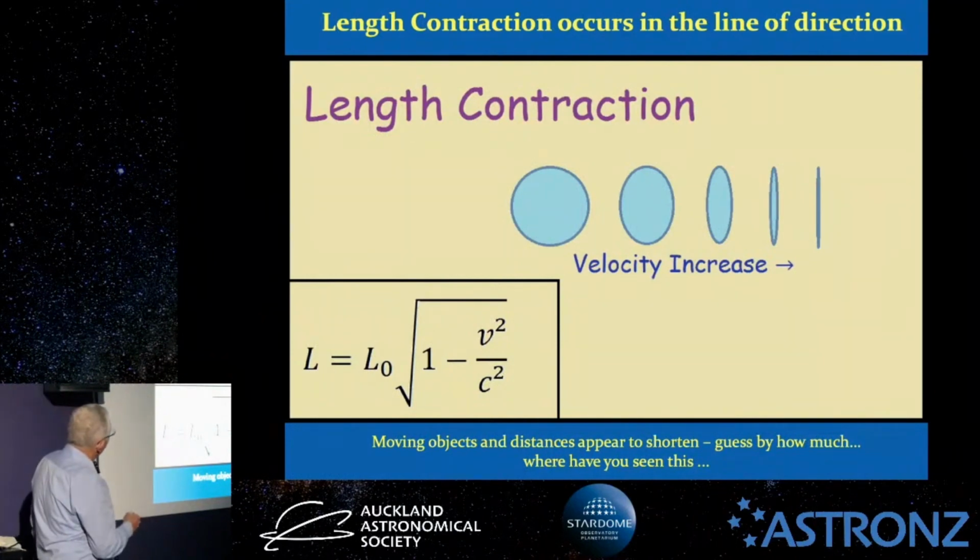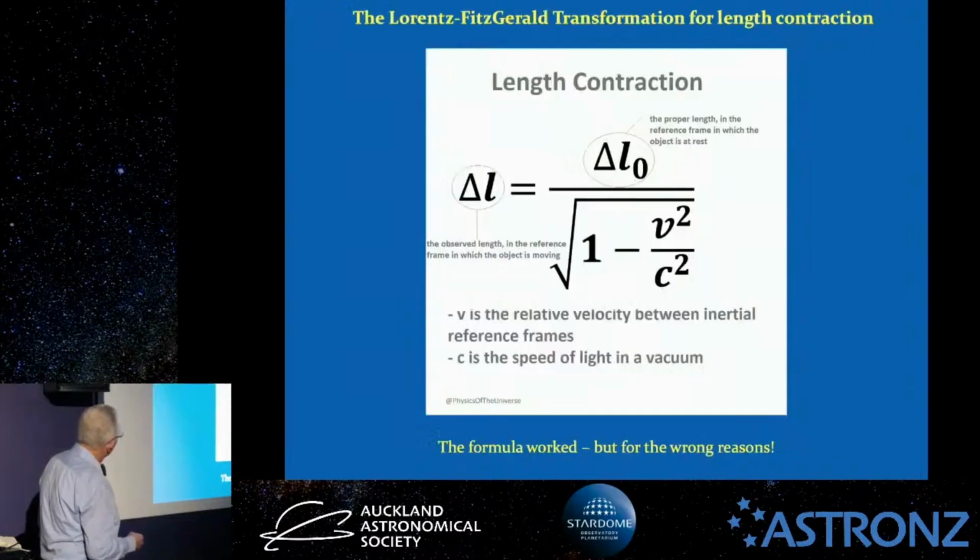Now, just a comment here: the length contraction is in the direction of motion, that's where things start to shrink and get shortened. So, yep, length contraction occurs in the line of direction. So that's the formula there. You've seen that, that was from my previous slide.